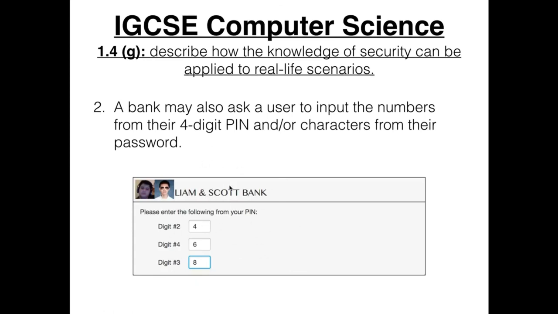Scott and I, we ask our customers to input some characters from their PIN, and the character that they have to enter is randomized to increase security.